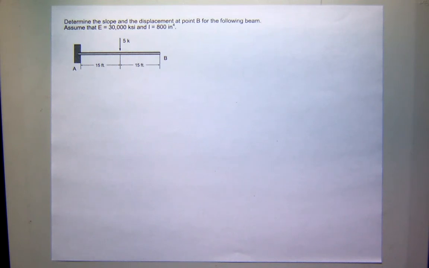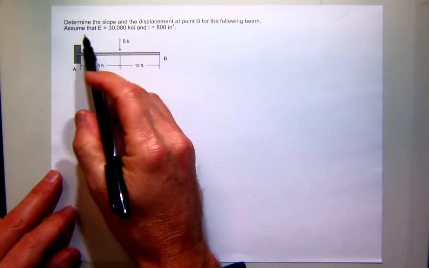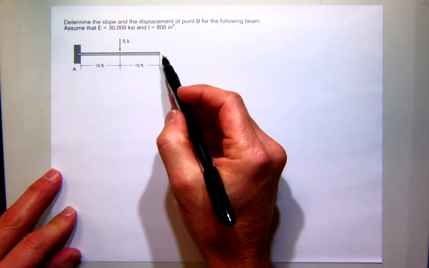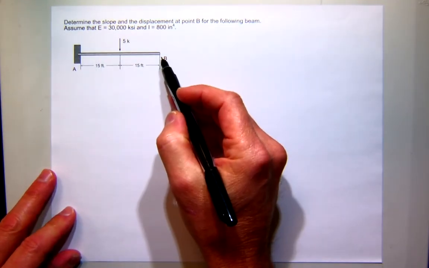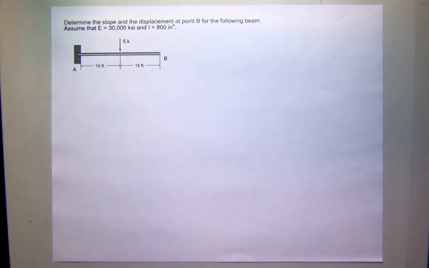Okay, so here's a problem where we're trying to find the slope and displacement at point B, which is the free end. So we're going to use conjugate beam for that, which requires us to draw the shear and moment diagrams.